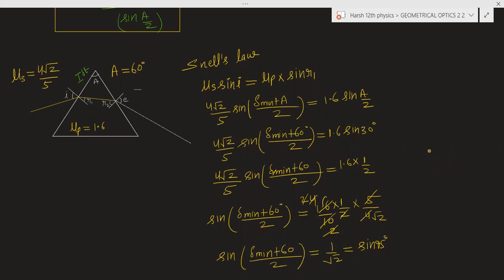So in the next question, it is from the astronomical telescope. The concept of similarity of triangles we will use. Similar triangles, the ratio.